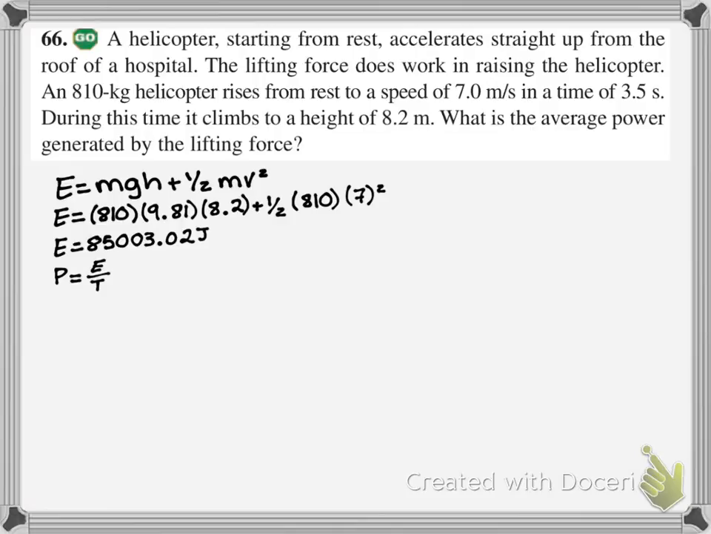Now, going back to the original formula that power equals work over time, we know that our work is our energy. So P equals energy divided by the time. Now we can plug in the values. Power is equal to 85,003.02, which is the energy, divided by the time, which we are given in the problem, which is 3.5 seconds. So when we solve this, we get our final answer that power is equal to 24,287 watts. And that would be the final answer.